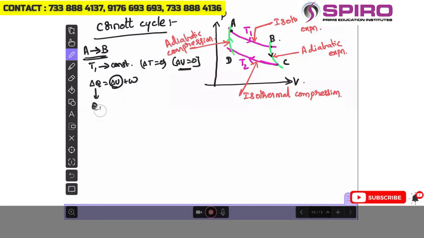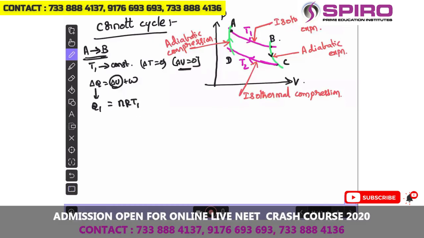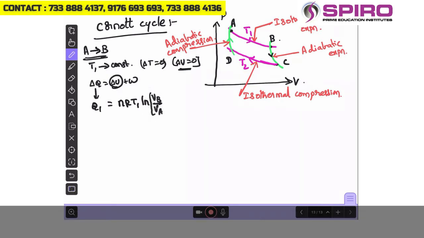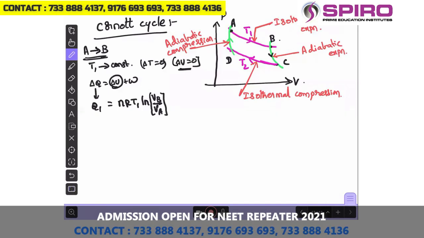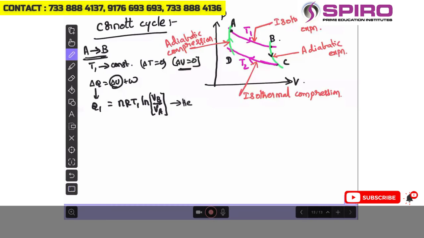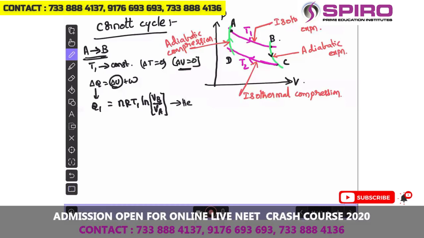What is the isothermal work done? Already we have calculated, that is nRT1 into ln of volume at B divided by volume at A. A is the initial point and B is the final point in the process A to B. In this way, you can write the expression for Q1. Q1 is heat supplied to the system, right?